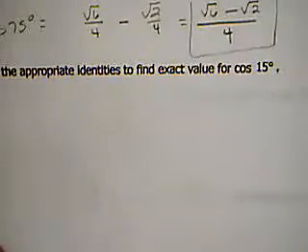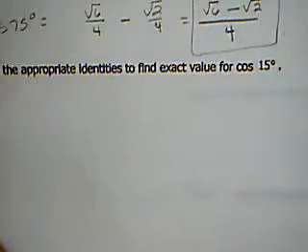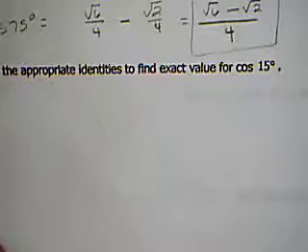Number 2, same type of problem. Use the appropriate identities to find the exact value for the cosine of 15 degrees. Now think about it, would we have two of our common angles that would add up to be 15? No, but we might have some that would subtract to be 15, like 60 and 45.